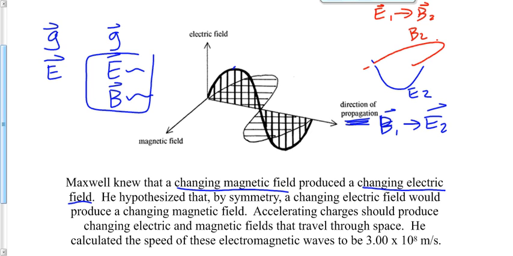Well, now we could say that B2, magnetic field 2, produces electric field 3. And electric field 2 produces, this diagram's getting a little bit ugly here, but hopefully you see what I'm trying to do here. Magnetic field 2 produces electric field 3. Electric field 2 produces magnetic field 3.